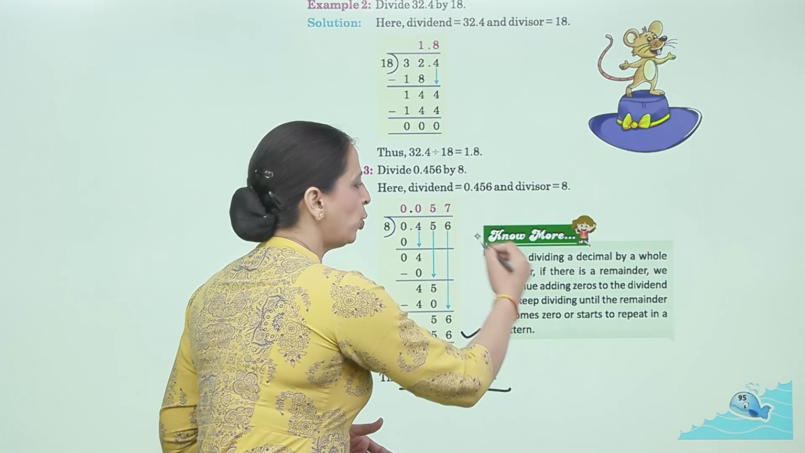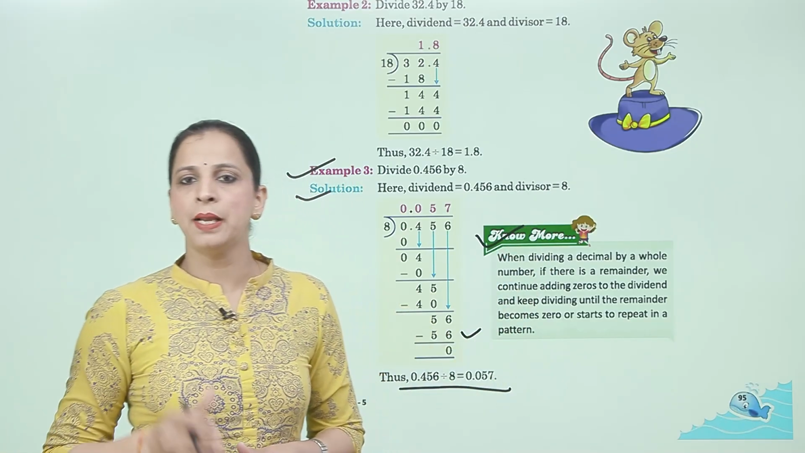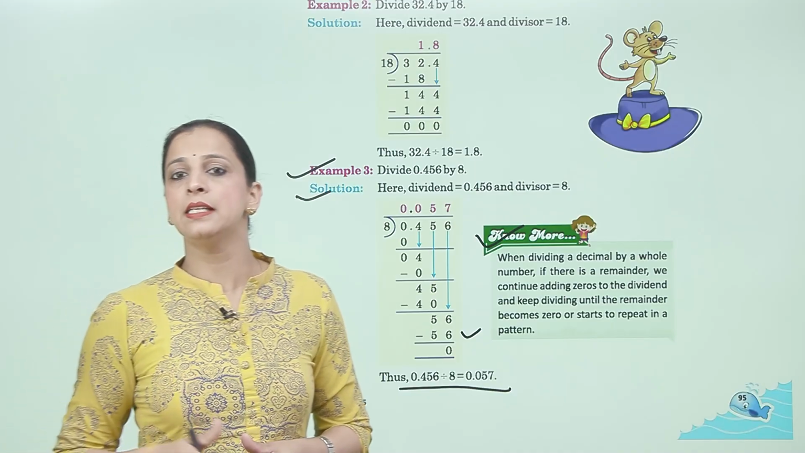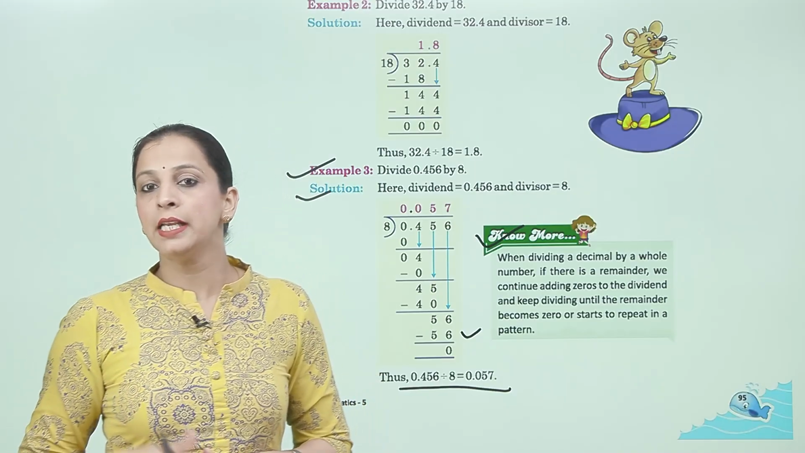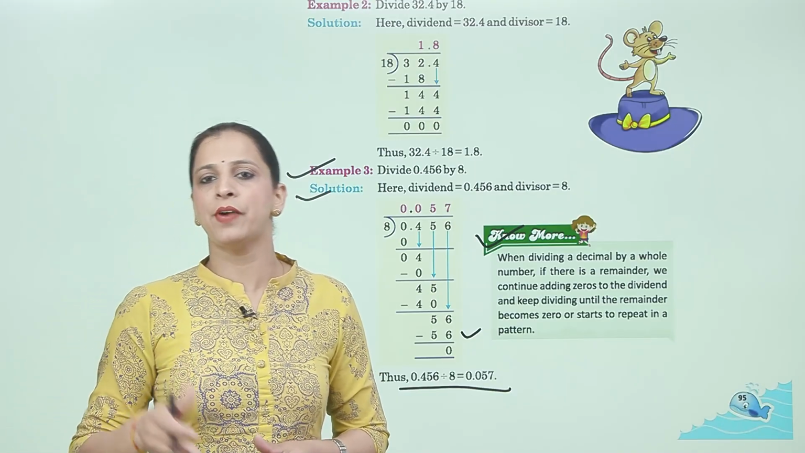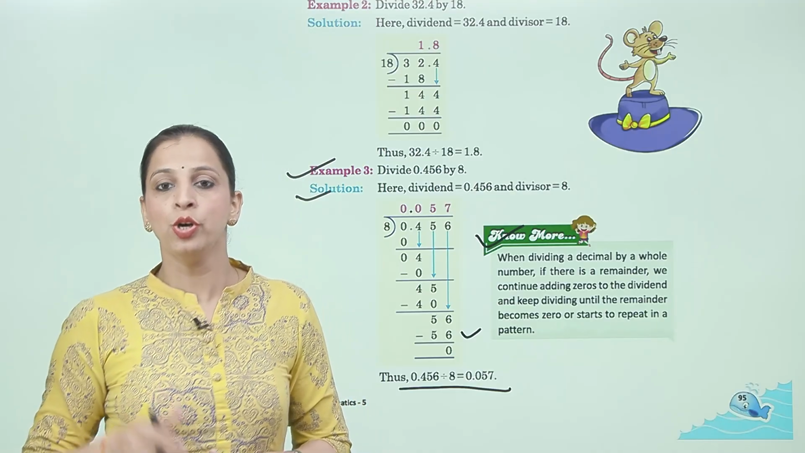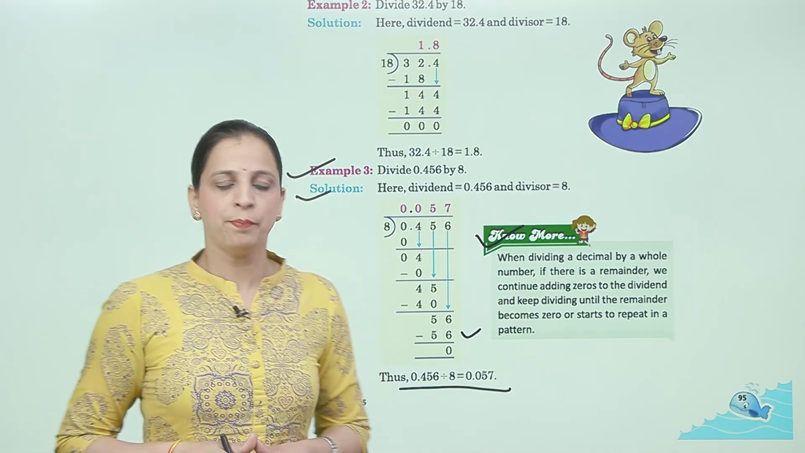Now note: when dividing a decimal by a whole number, if there is a remainder, we continue adding zeros to the dividend and keep dividing until the remainder becomes 0 or starts to repeat in a pattern.